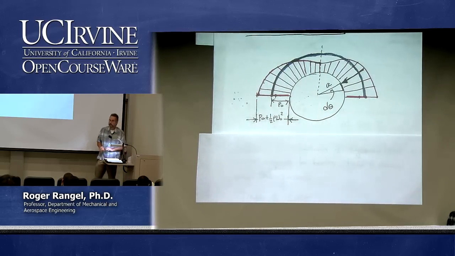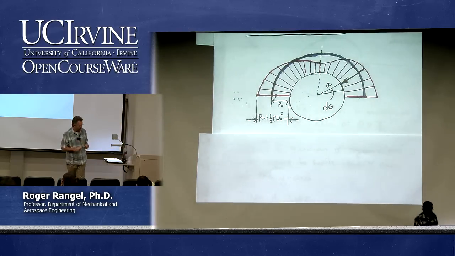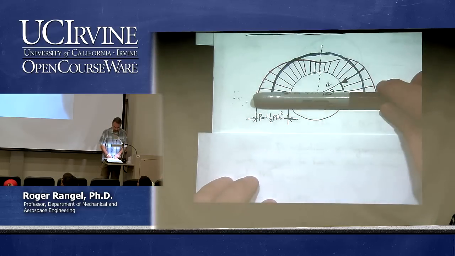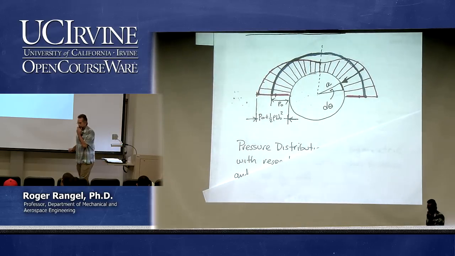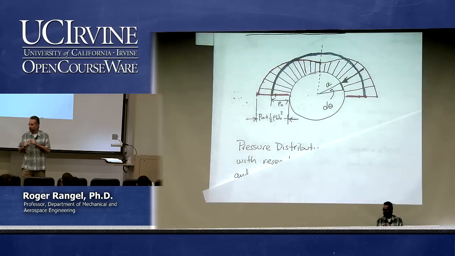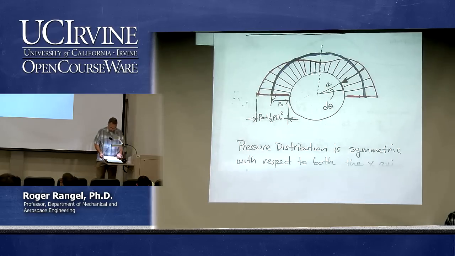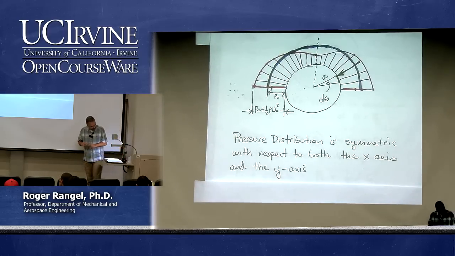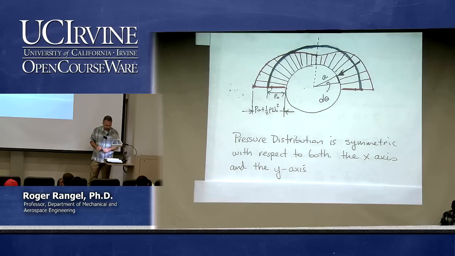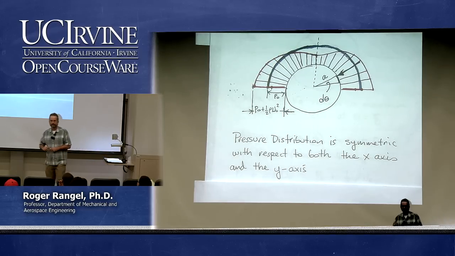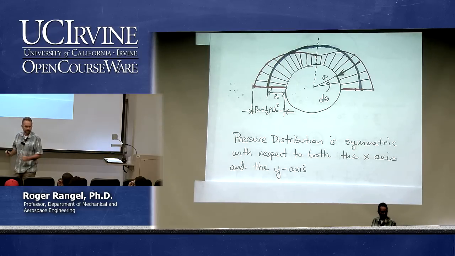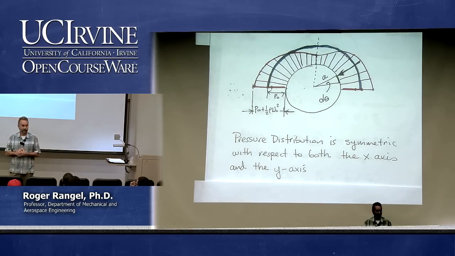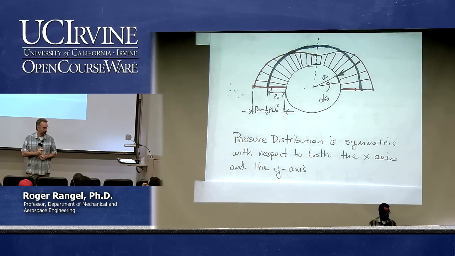So this pressure distribution has symmetry with respect to both the x-axis and the y-axis, which gives me a hint as to what the force will be. I get a hint out of that distribution. It is symmetric with respect to both the x and y axis. What hint do I get from that? Constant velocity? No, about the force. What will the net force be on this cylinder?